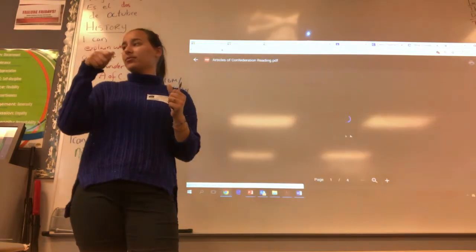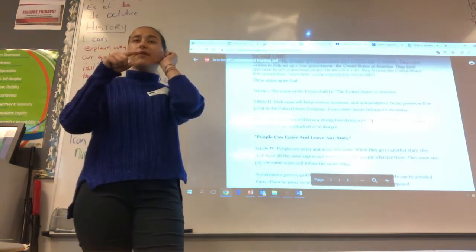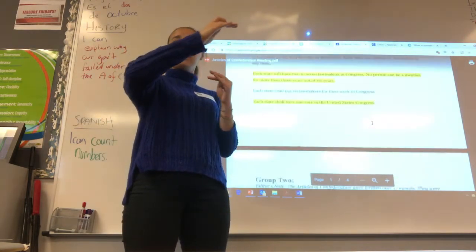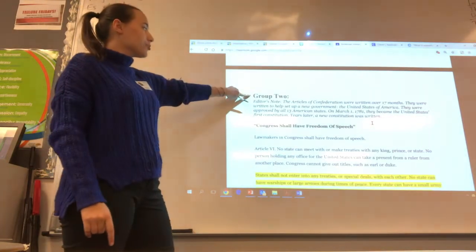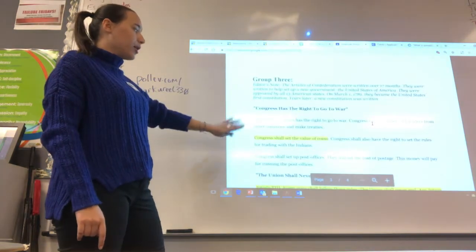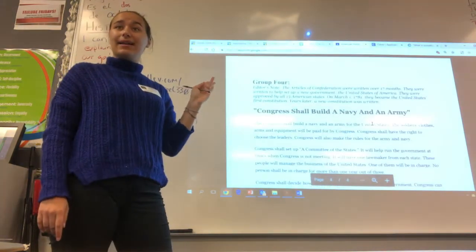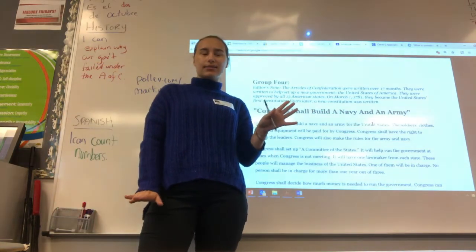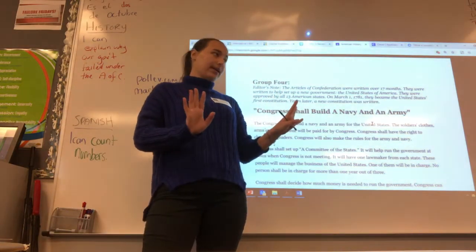What you need to do is go on Google Classroom and find the Articles of Confederation. It should be a little PDF. So read your page of the Articles of Confederation, and it says group 1, group 2, group 3, group 4. Don't pay attention to the highlighting yet. When you see it, you can say, okay, why did she highlight this? But don't worry about it yet.